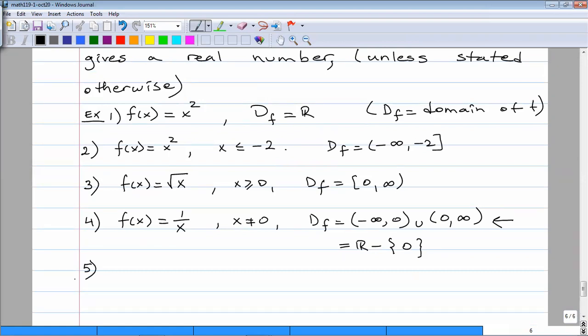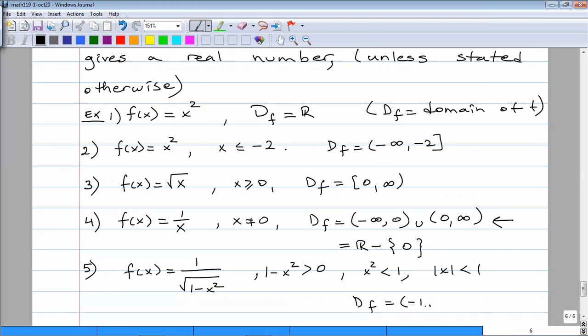Of course, you may have a square root together with a denominator, something like 1 over the square root of 1 minus x squared. Because of the square root, 1 minus x squared has to be greater than or equal to 0, but since it's in the denominator, it has to be strictly greater than 0. That means x squared is less than 1, so the absolute value of x is less than 1. So the domain is the open interval from -1 to 1. Don't forget that the square root of x squared is the absolute value of x.